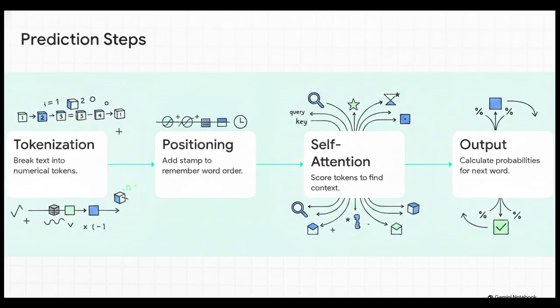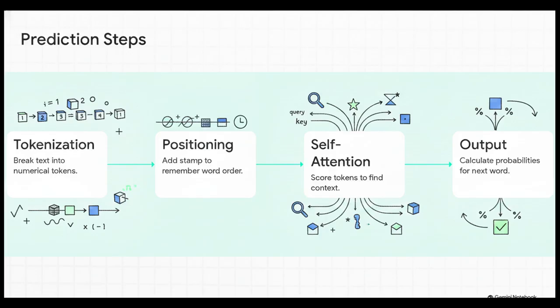Step 2 is absolutely crucial, positional encoding. Remember how we just said transformers process everything in parallel all at once? Well, because of that, they inherently have no concept of word order. To fix this glaring issue, the model adds a mathematical stamp to each token, often using sine and cosine functions, so the AI knows exactly where each word sits in the sentence.